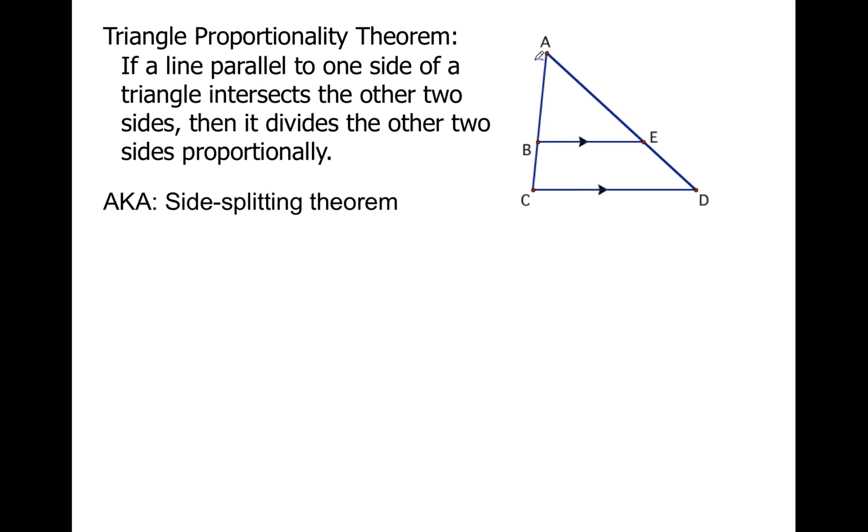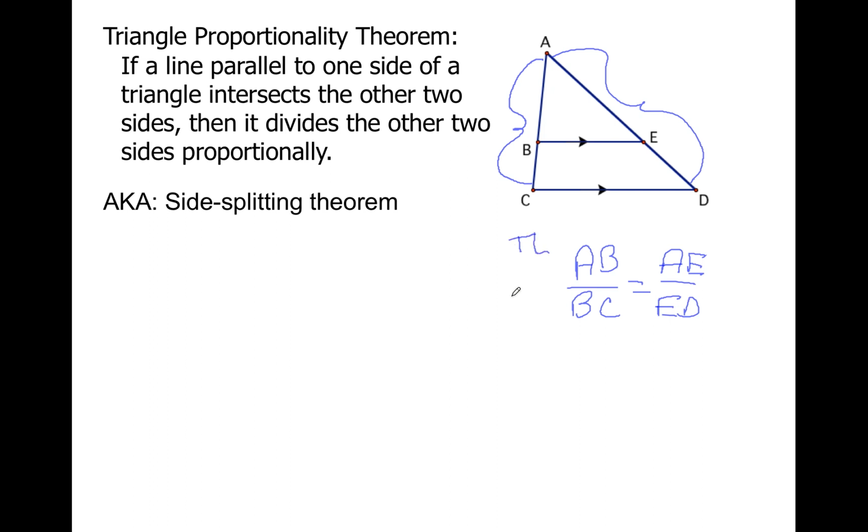Here are the two sides, side AC and side AD. They're the two sides that are being split proportionally, not the bottoms, the two sides. So we can say AB over BC is equal to AE over ED. Top left over bottom left is equal to the top right over the bottom right.